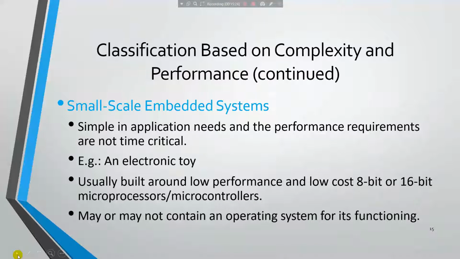Coming to small scale embedded systems, we can call them simple applications, and the performance requirements are not time critical. We can call it an electronic toy, a remote control toy, a remote control car. These things come under small scale embedded systems. The reason is that time is not critical here. If I say the system has to respond in 5 milliseconds, it doesn't matter; if it takes 1 second, it also doesn't matter. If I push a button and get an output from a particular toy after 1 second, it doesn't matter. So that comes under small scale embedded systems.